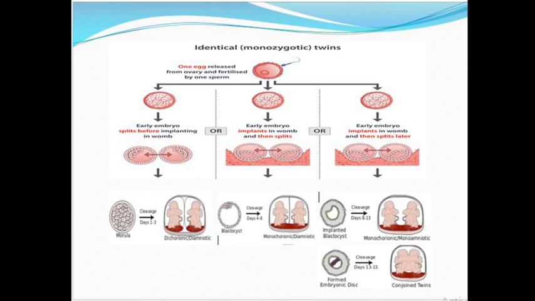And in the third stage, we may have the early embryo implanting in the uterus and then splitting later on. And this stage is the implanted blastocyst stage, and it occurs between the 8th and the 13th day of fertilization. And so the two fetuses may be sharing one placenta, so monochorionic, and they may also be sharing one amniotic sac, so monoamniotic. And as I said, in extreme cases, we find conjoined or Siamese twins, and this usually takes place when the embryonic disc has already been formed, and usually is between the 13th and 15th day of fertilization.